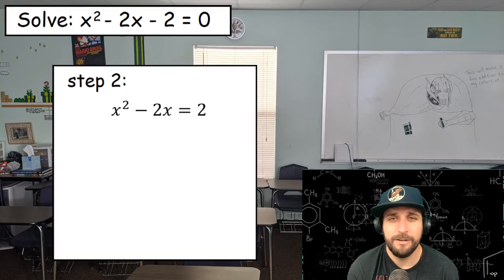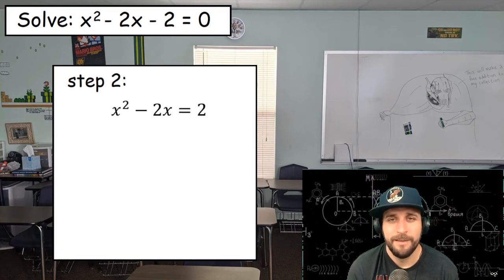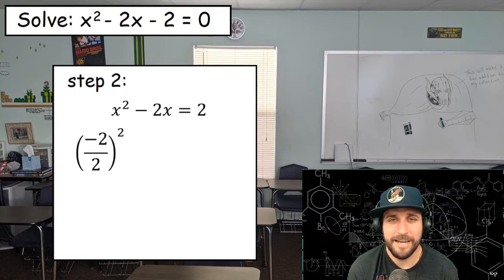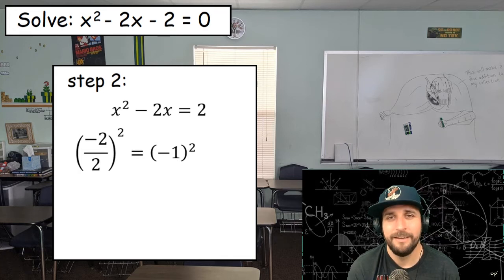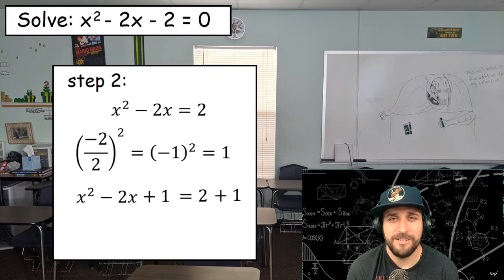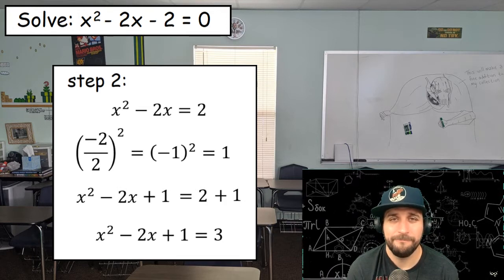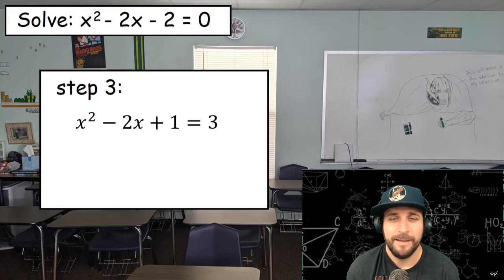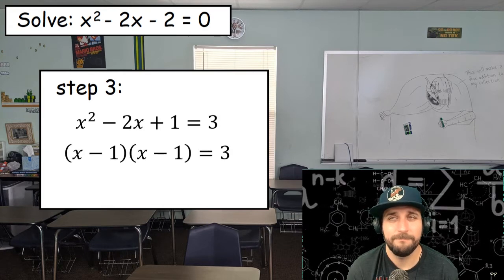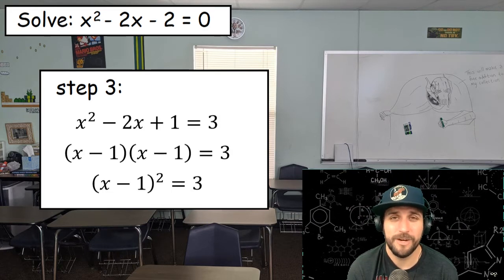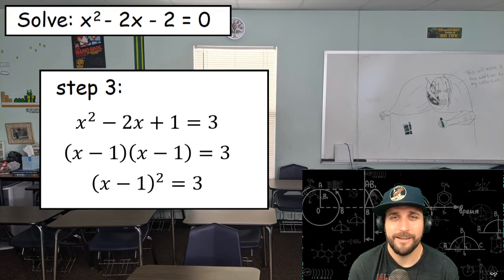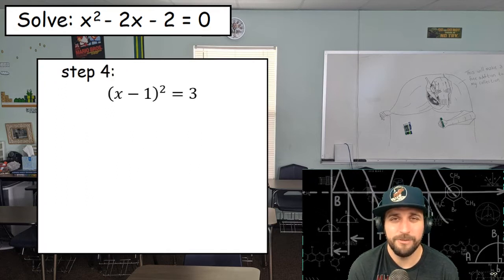Step 2, we want to make a perfect square trinomial. So I take my b, negative 2, divide it by 2 and square it. So negative 2 divided by 2 squared is positive 1. So I add 1 to both sides. So I get x squared minus 2x plus 1 equals 3. Next, we factor. When I factor my perfect square trinomial, I get x minus 1 squared. So x minus 1 squared equals 3. And I'm ready for step 4, solving by square roots.